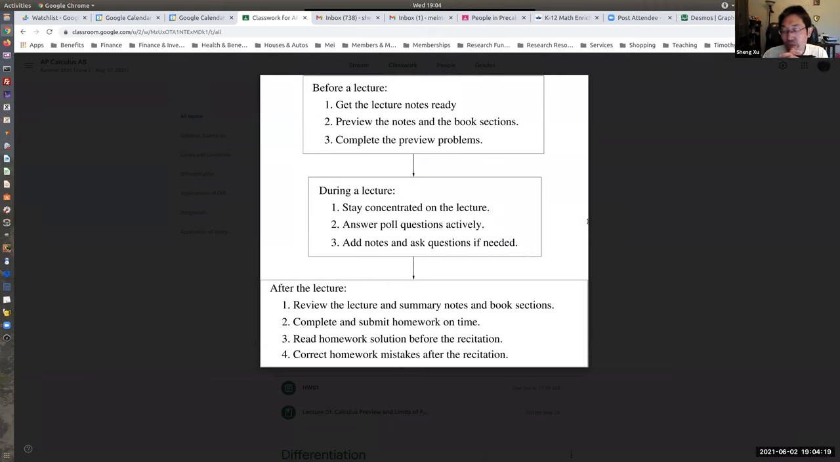Normally I will post lecture notes before each class so you can print them out and bring them to the lectures. And then after you print out your lecture notes, you can preview the notes and the corresponding book sections and try to complete the preview homework problems.